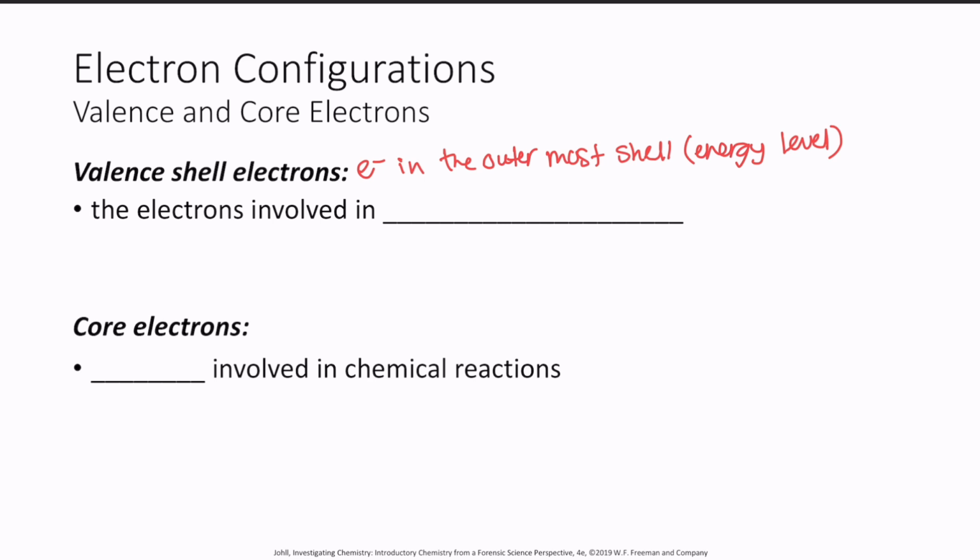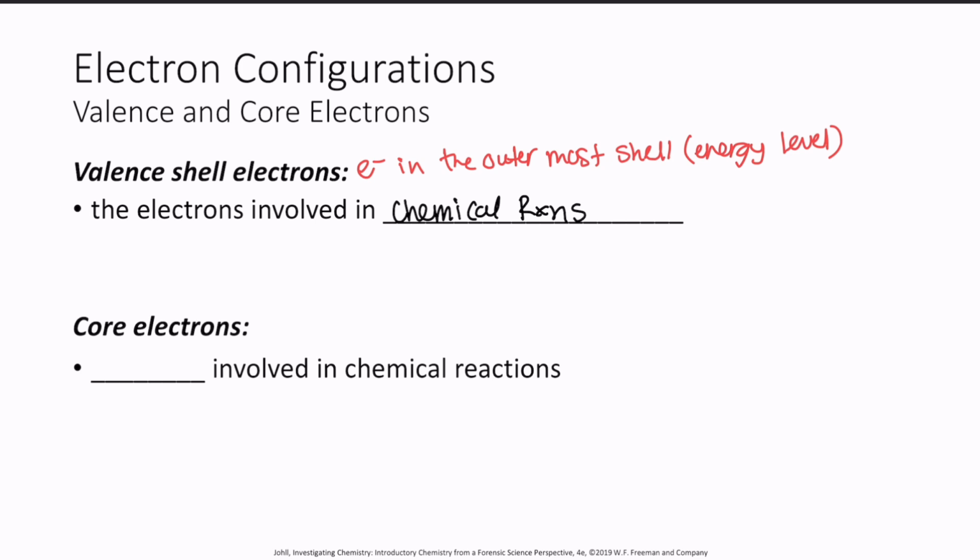And they are going to feel that pull a lot less than the electrons that are closer to the nucleus. So it's going to be easier to remove those electrons than other electrons in the element. So for that reason, these are the electrons that are going to be involved in the chemical reactions. Now, RXN is just an abbreviation for reactions. All right, so these are the electrons that are involved in chemical reactions.